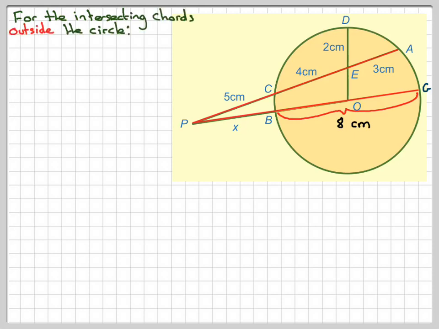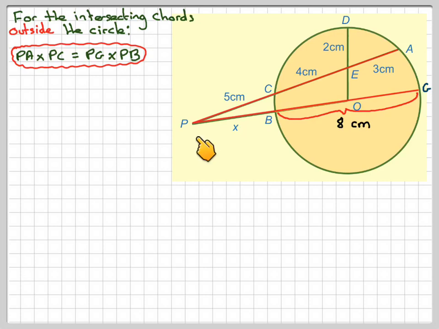Right, so now redoing this diagram with this as 8 and using intersecting chords outside the circle, we're now going to try and find X. We have to be a little bit careful here. PA times PC is equal to PG, I've introduced a new point here, G, times PB. So now PA is 5 plus 4, which is 9, plus 3, which is 12, times PC, which is 5, is equal to PG, which is X plus 8, or 8 plus X, times PB, which is X. So we've now got to solve this equation.